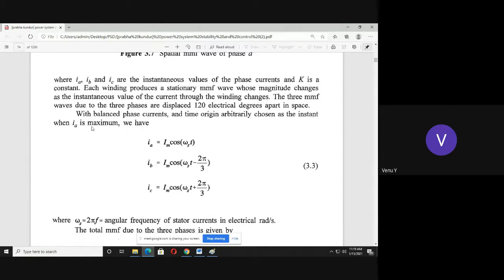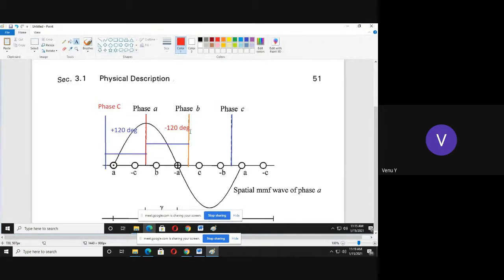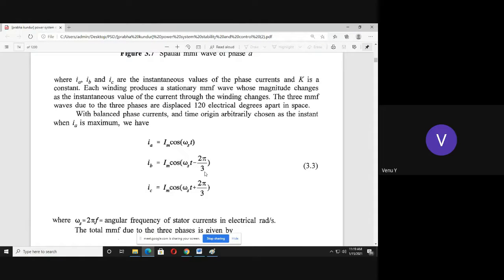So the time origin can be taken as omega s t. Omega s is the synchronous speed. For a balanced set of currents, you have Ia equal to Im cos omega s t. IB will be maximum here after minus 120 degrees. In time, it will be like that.